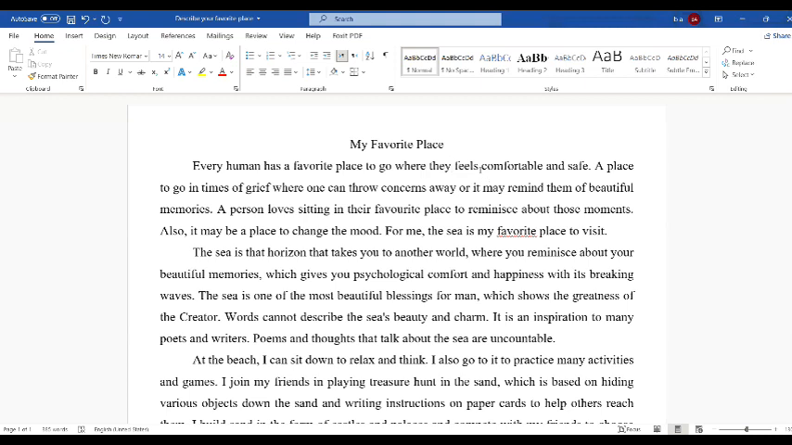Because they, and for sure we need to delete the s, because they doesn't need s for the verb, right? So we can say, every human has a favorite place to go where he or she feels, or we can drop or delete he or she and add they instead of he or she. Okay? Because they here means either a male person or a female person. Okay? So, a person loves sitting in their favorite place to reminisce.